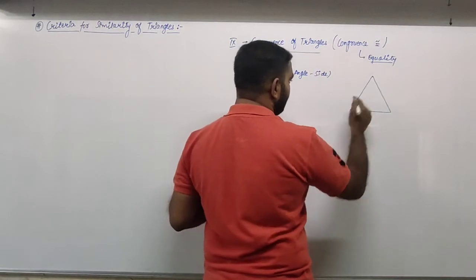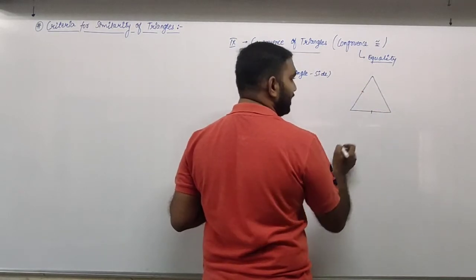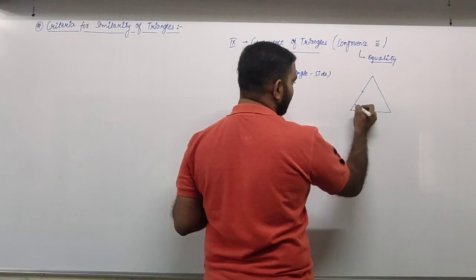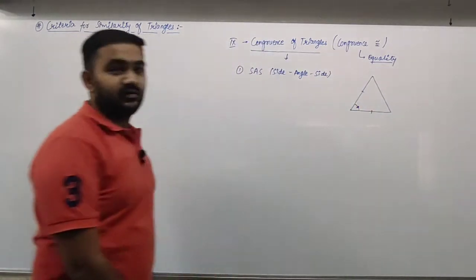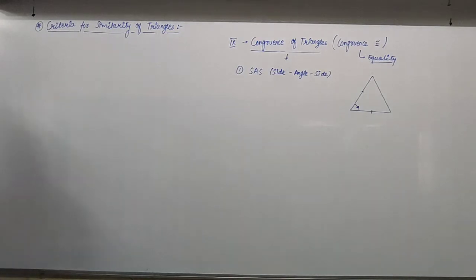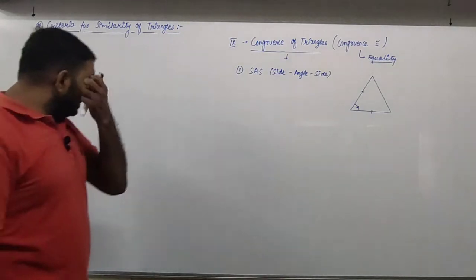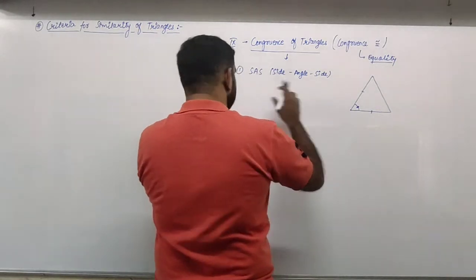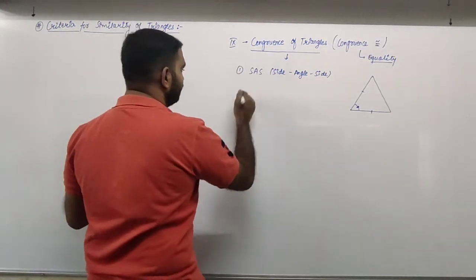So this side and this side are equal to the other triangle, then this angle is known as the included angle. The angle that is included or that is made by the two corresponding equal sides, right, that is known as the included angle. So that is the SAS congruence rule.